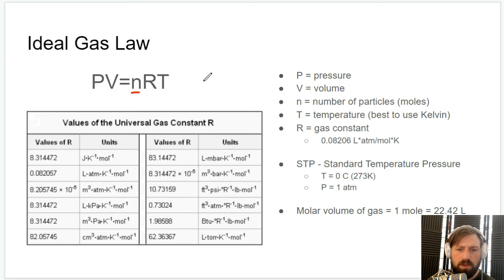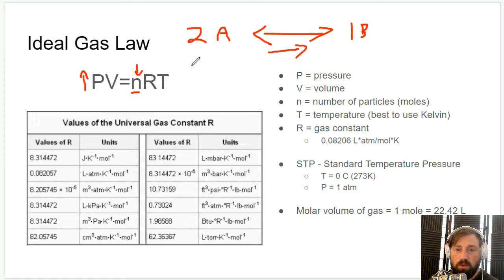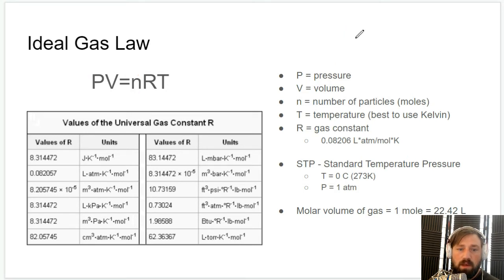Now, when it comes to number of moles, this is going to go a little bit into equilibrium. If we have an equilibrium, and let's say I have 2A on this side and I have 1B on this side, if I increase pressure, the number of moles is going to try to go down, which means that it's going to shift this equilibrium over to the right hand side. So that's a little peek into equilibrium stuff.